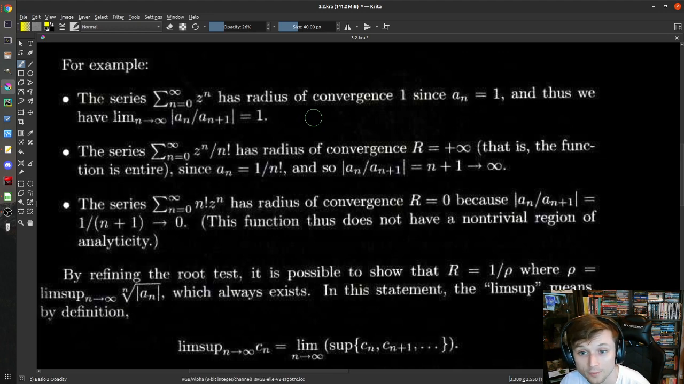So a couple examples. The series of z to the n has a radius of convergence 1, since an is equal to 1 for all terms. And if you look at the limit as n goes to infinity of an over an plus 1, well, that's obviously 1. It's the limit as n goes to infinity of 1. So it's got a radius of convergence of 1. It's obviously centered at 0.